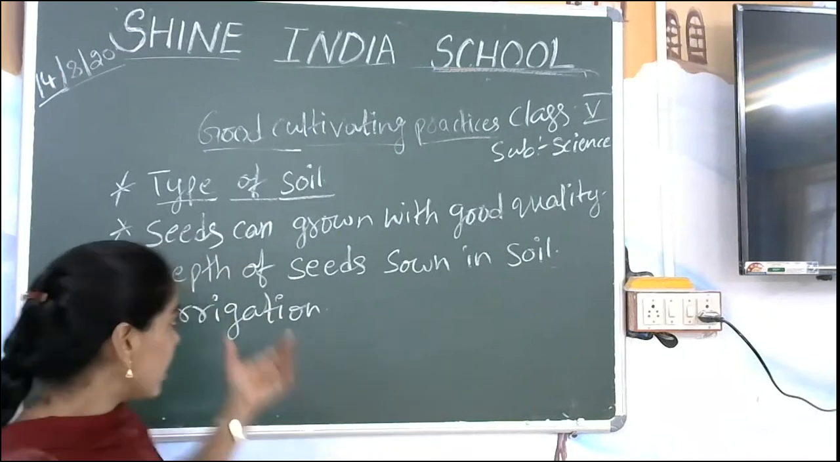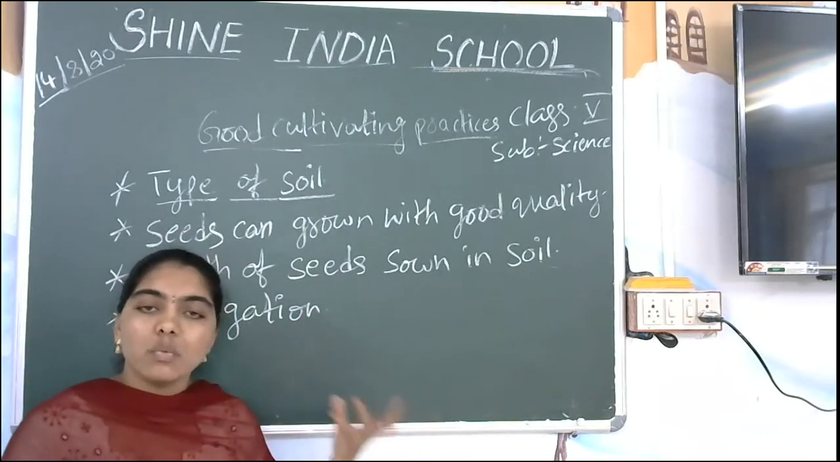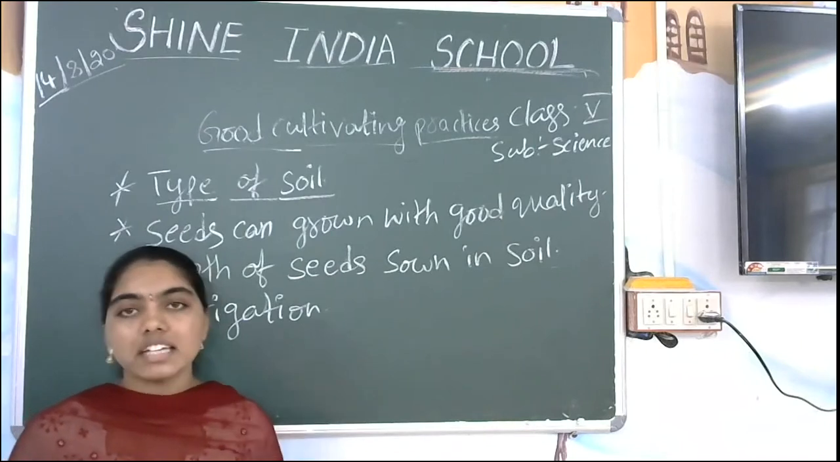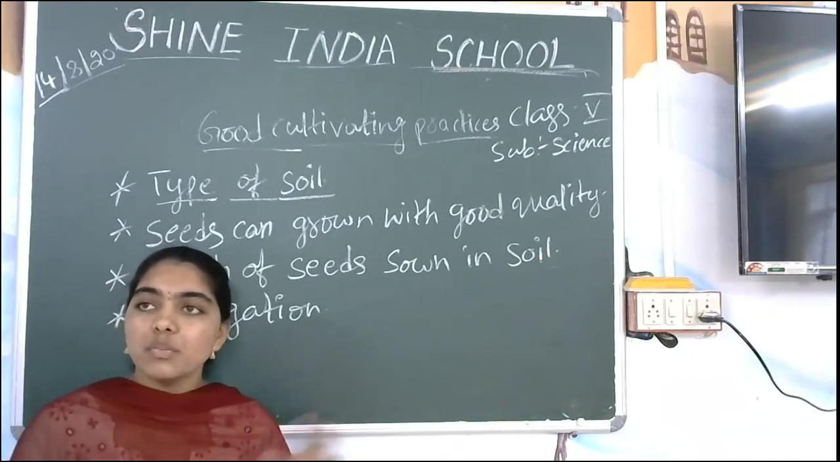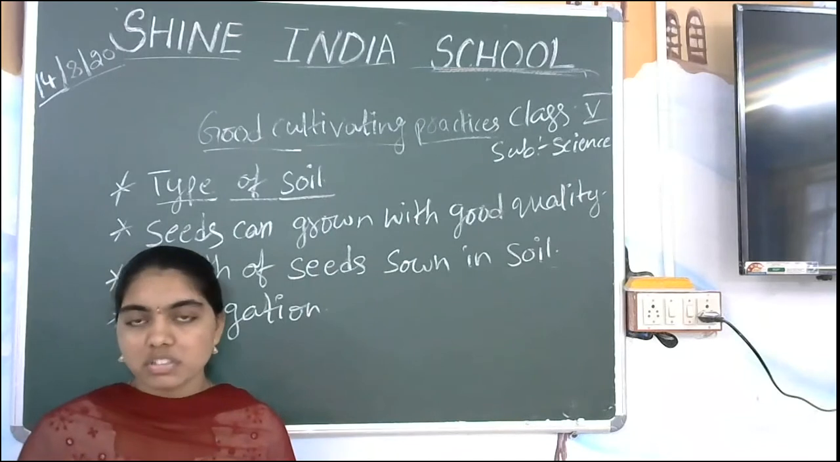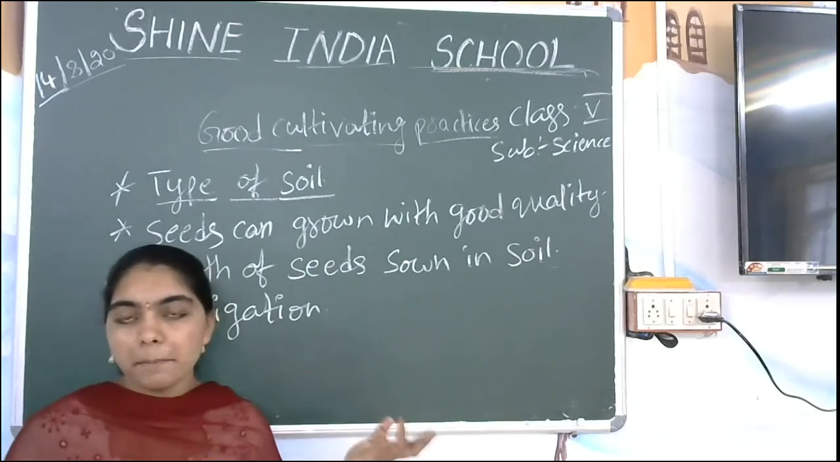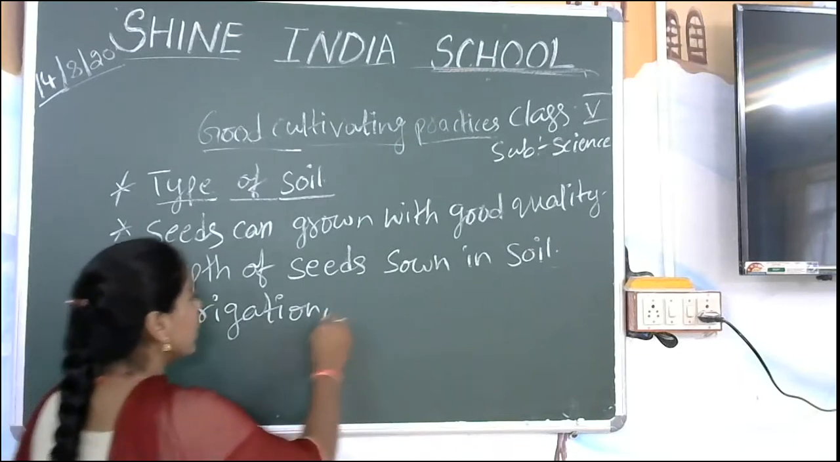The same way here, irrigation means water. We have to give sufficient water in the form of rain or from a borewell. We can use all types of water sources and we have to give water to the plants. And next one, weeding.